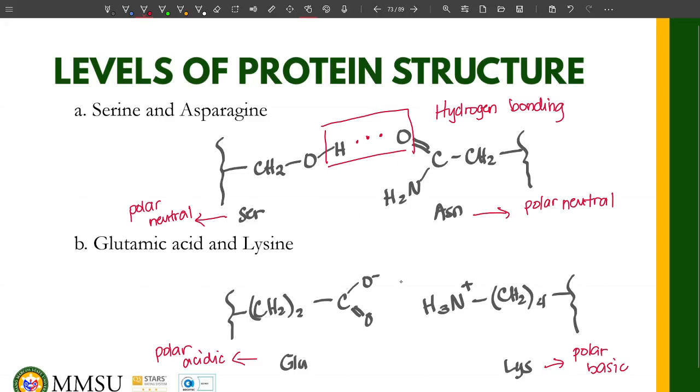So the interaction between these two molecules is an electrostatic interaction. As easy as that. Actually, the shortcut for that is to just identify the nature of those amino acids, and then you will immediately know what type of tertiary interaction it is.